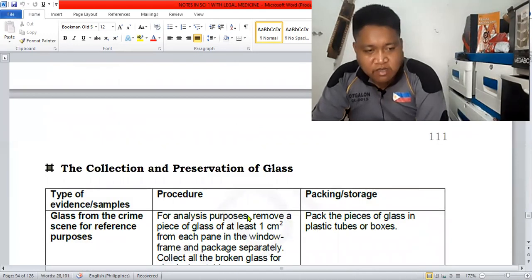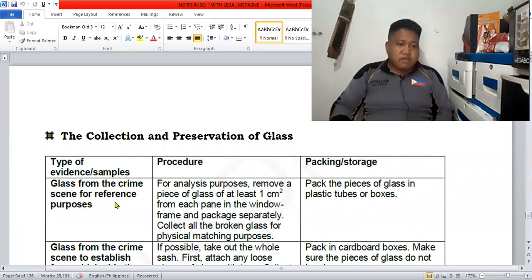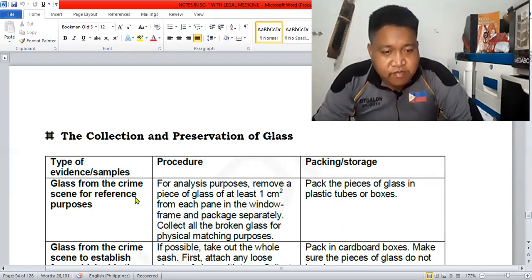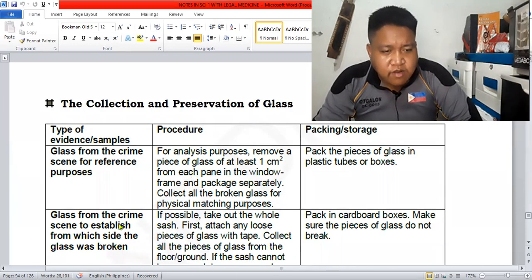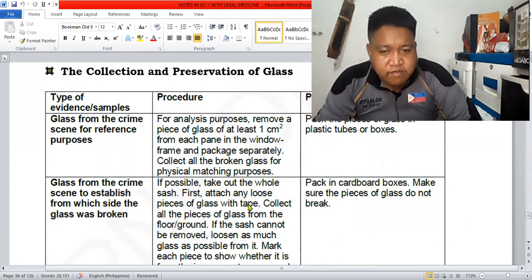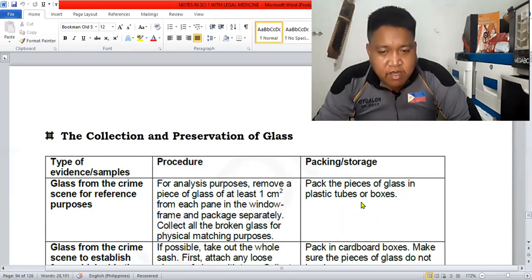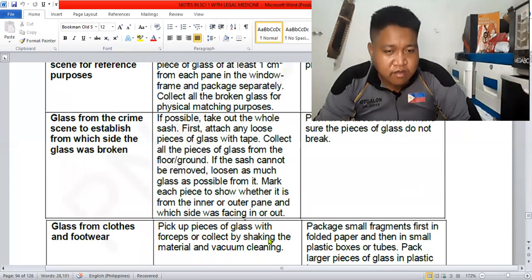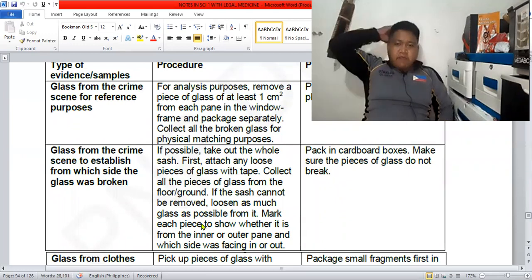Collection and preservation of glass. Yeah. Glass from the crime scene for reference purposes. For analysis purposes, remove a piece of glass at least 1 square centimeter from each pane in the window. Glass from the crime scene to establish from which side the glass was broken. Saan mo ilalagay? Pack in a plastic tube or boxes. Pack in a cardboard box. Pakibasa yan.